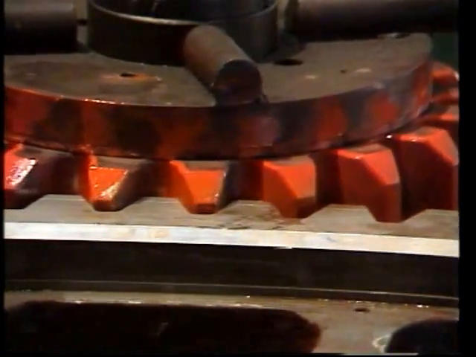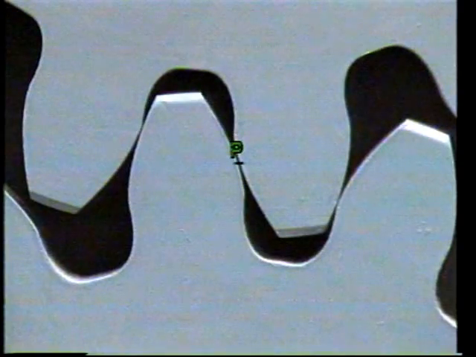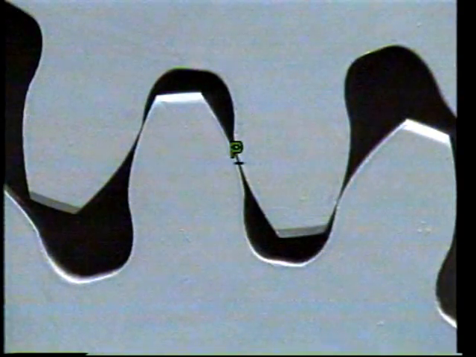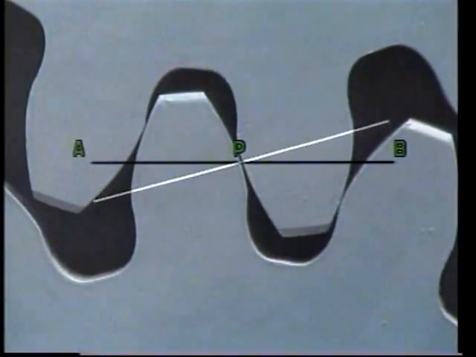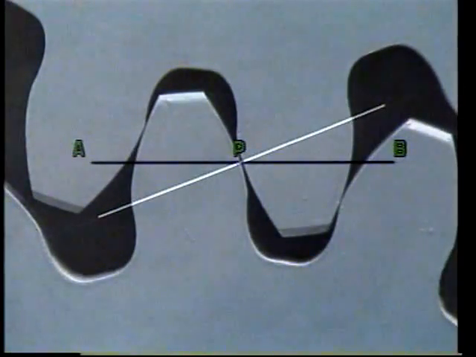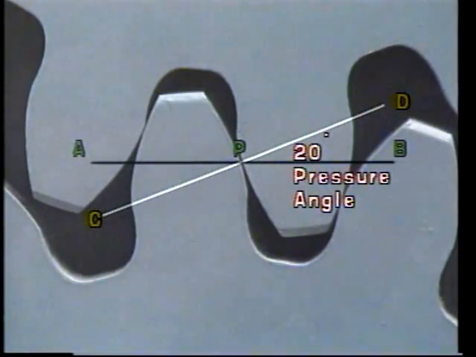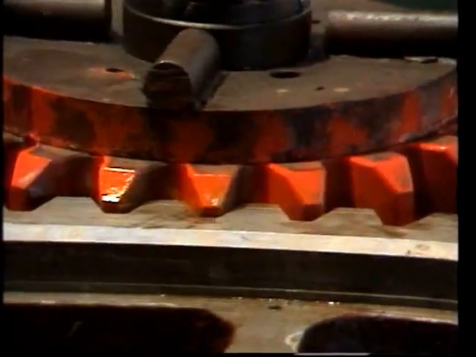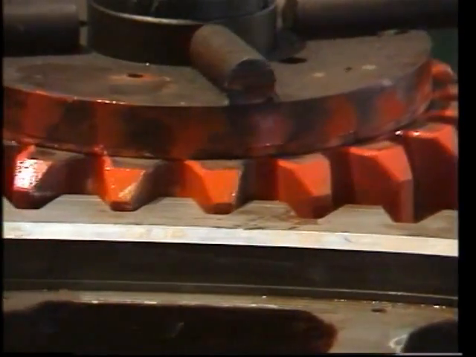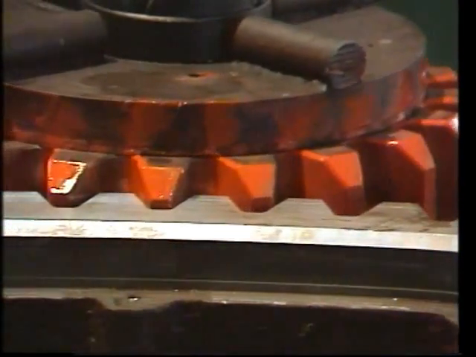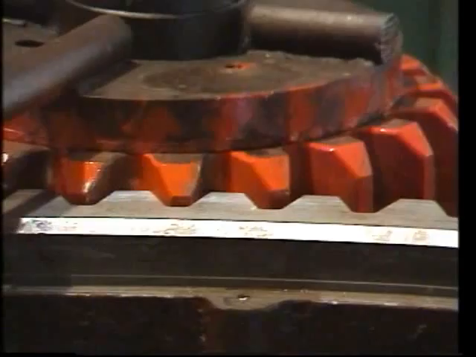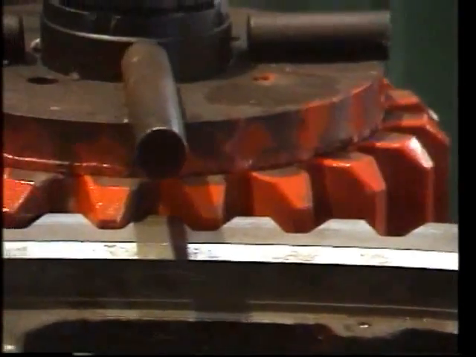When mesh teeth are in action, the contact and pressure take place at pitch point P. The line of action takes place at an angle to AB. This angle is called pressure angle. It is normally standardized as 20 degrees for all practical purposes. The pressure angle decides the minimum number of teeth necessary for continuous engagement to have good contact with full tooth depth.